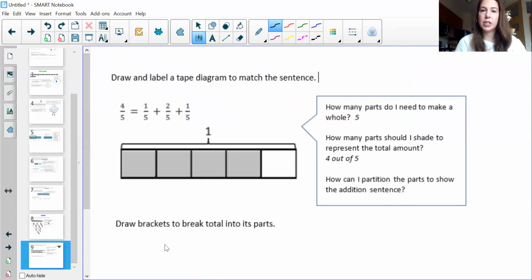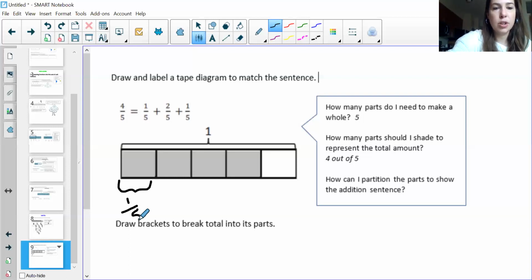Okay, this is the last one we're going to do together. It says, draw and label a tape diagram to match the sentence. 4/5 is the amount shaded. So we drew 1 whole and shaded in 4/5. So 1/5, 2/5, 3/5, 4/5. Now they want to show that it's decomposed into 1/5 plus 2/5 plus 1/5. You're going to have to draw the bracket. The first part is 1/5, so I'm going to do a little bracket here and label it as 1/5.